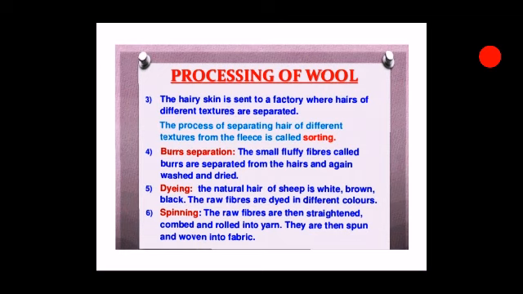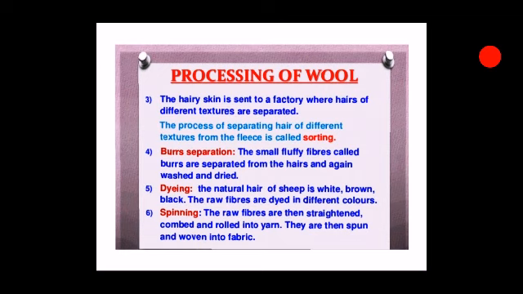What is dyeing? The natural hair of the sheep is white. We all know that sheep are white in color, but we get wool of all different colors. We get a sweater of red color, or black color, maroon color. So what do they do? In this process, they dye. They give a color. Sheep generally have white hair, but here they are dyed and given different colors, like brown, black, etc. The raw fibers are dyed in different colors.